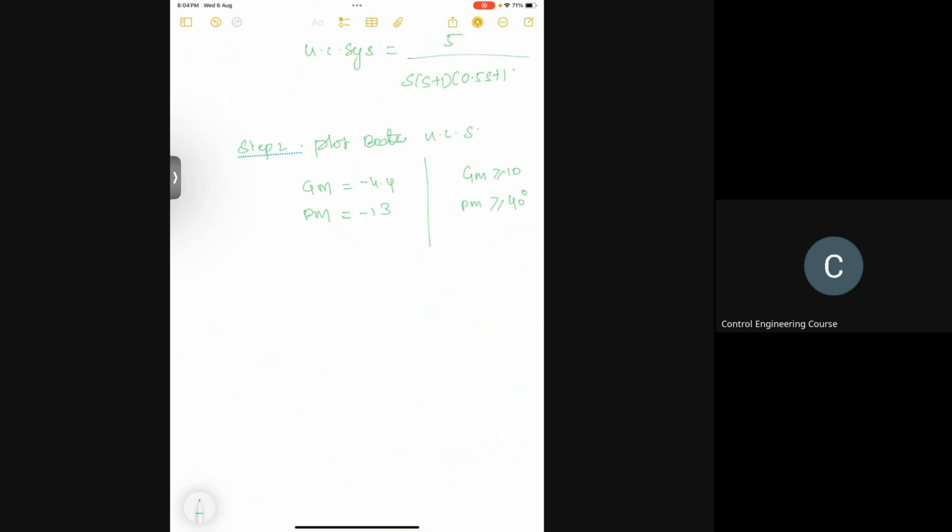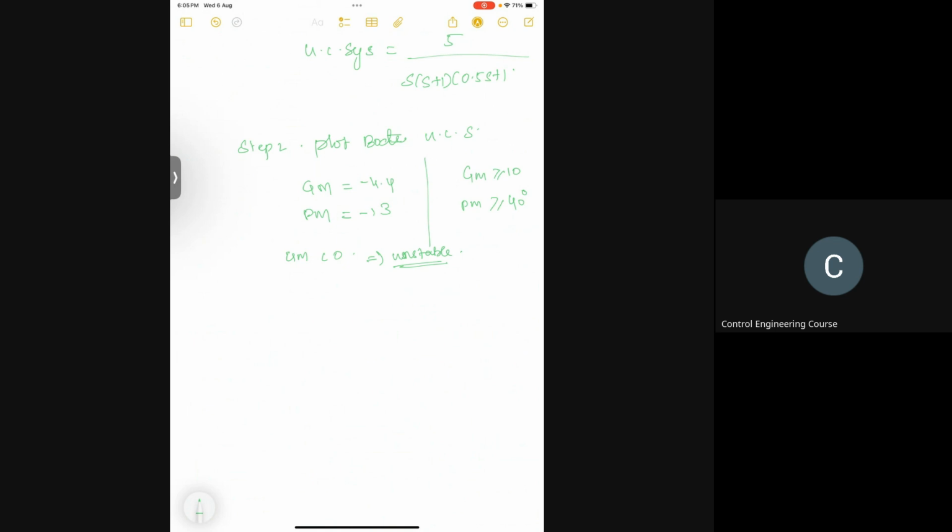Since we decided to do the lag compensation, and also the gain margin, if you see, is less than zero, it's negative. You can say this gain-adjusted system is unstable because the gain margin actually should be positive. So we have to try to make the system stable by pulling it towards the right, positive. The addition of the lag compensator will also modify the phase curve of your Bode diagram. Addition of lead will change your magnitude plot. Addition of lag will change your phase plot.